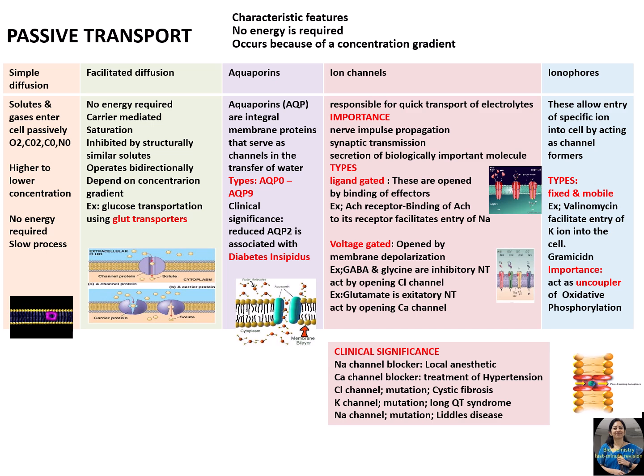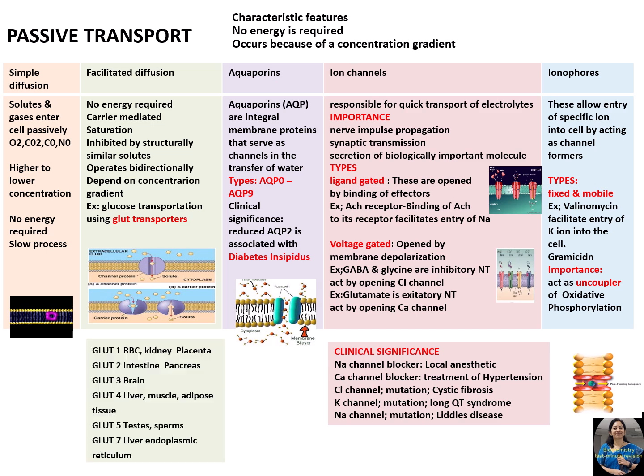A good example of facilitated diffusion is glucose transport through GLUT transporters. These GLUT transporters are distributed across the human body, and different organs have different GLUT transporters. GLUT1 is present on the surface of erythrocytes, kidney and placenta, GLUT2 in intestine and pancreas, GLUT3 in brain, GLUT4 in liver, muscle and adipose tissue, GLUT5 in testes and sperms, and GLUT7 in the liver endoplasmic reticulum.